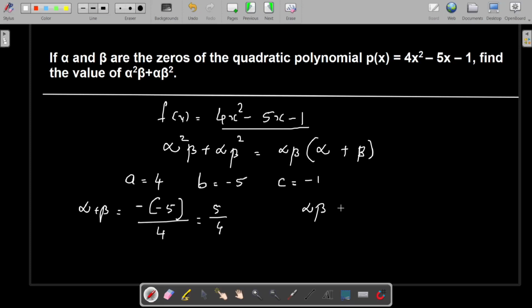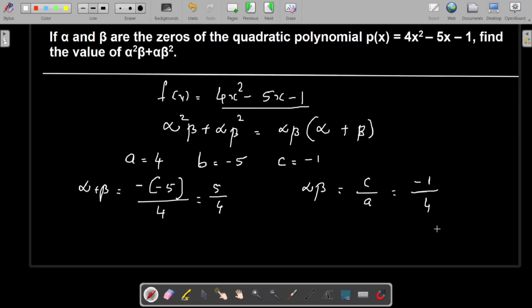And what is alpha beta? Alpha beta is the constant term, that is c, divided by the coefficient of x square, c by a. What is c? C is minus 1. Minus 1 divided by a. A is 4. Minus 1 by 4. So alpha plus beta is 5 by 4 and alpha into beta is minus 1 by 4.